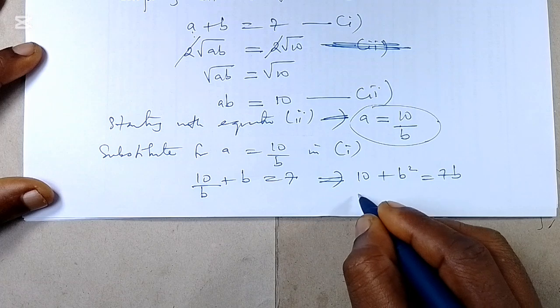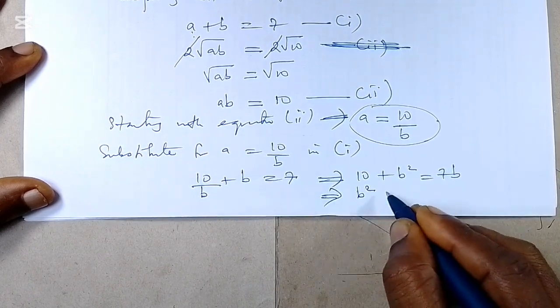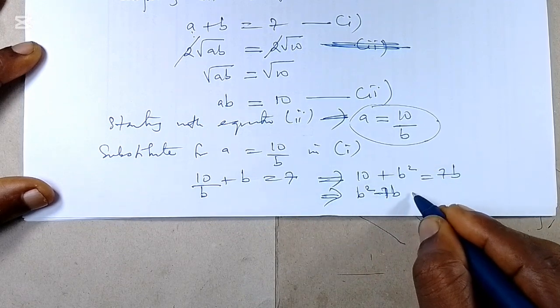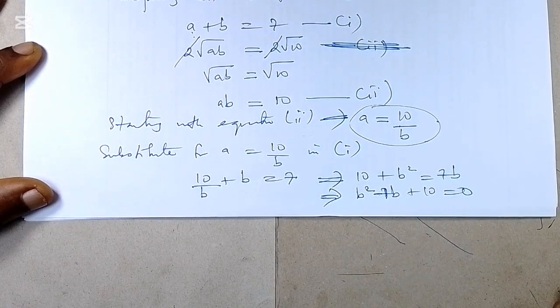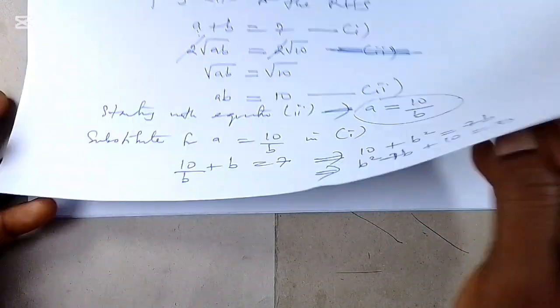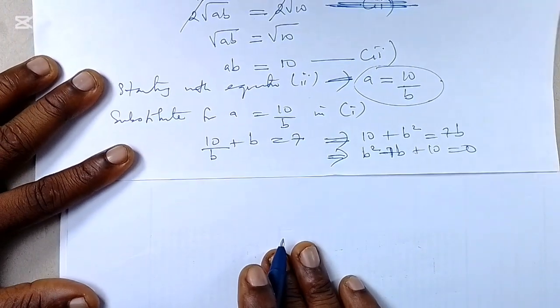And if you write this properly to be a quadratic equation, it would imply that B squared minus 7B, when you bring this other way, plus 10 is equal to 0. So you now see that the problem reduces to solving a quadratic equation. So that will be the next step. The next step will now be to solve this quadratic equation. Let's solve the quadratic equation quickly.